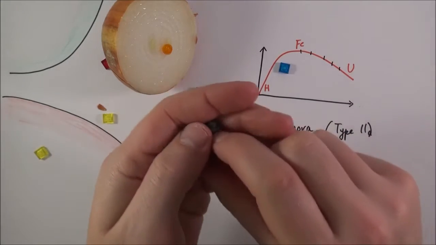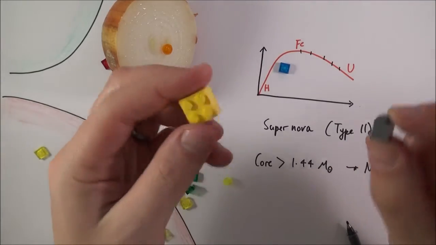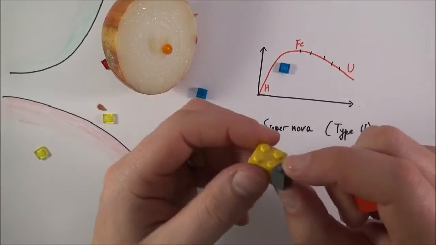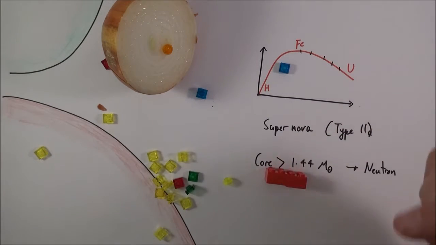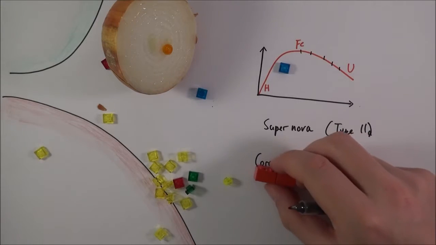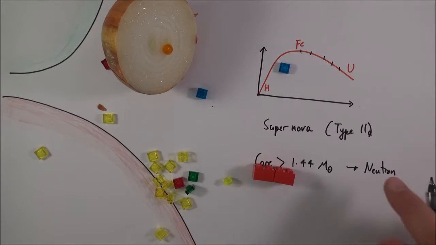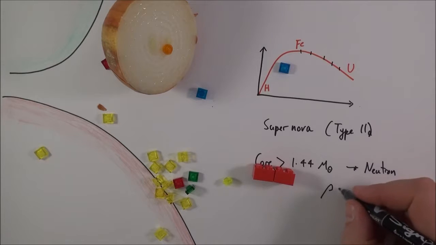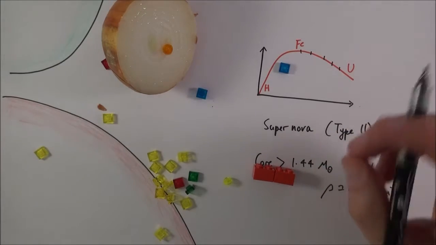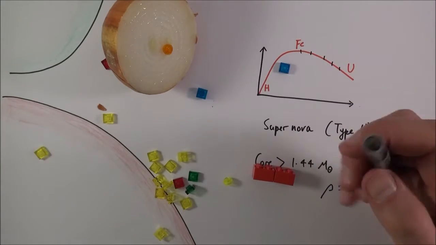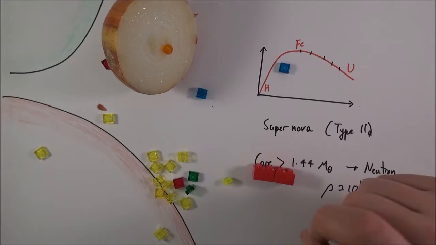Effectively all the protons have been pressed into all the electrons to leave neutron after neutron after neutron. And this is basically one massive nucleus of an atom. So this neutron star has a density of roughly 10 to the 17 kilograms per cubic meter. A teaspoon of this stuff will weigh the same as a massive ocean-going liner.